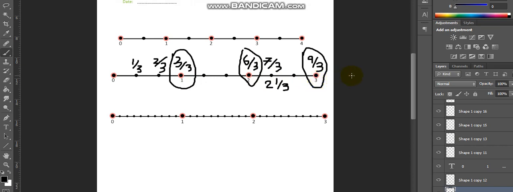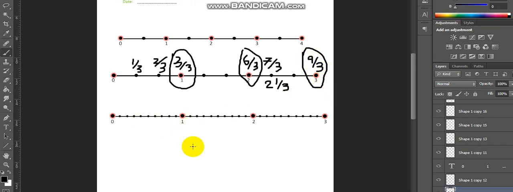So let's say that I wanted to write the number, let's say this line continued up until 7, and I wanted to write 7 as an improper fraction. How would I do that? I would think, well, 7 times the denominator, 3, makes 21, so 21 thirds.